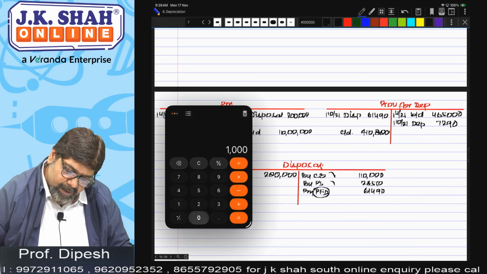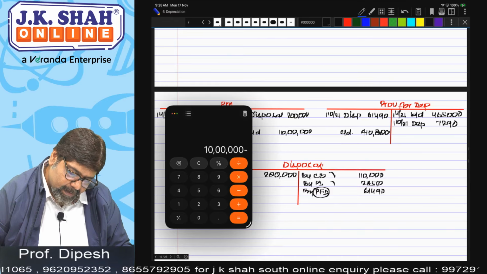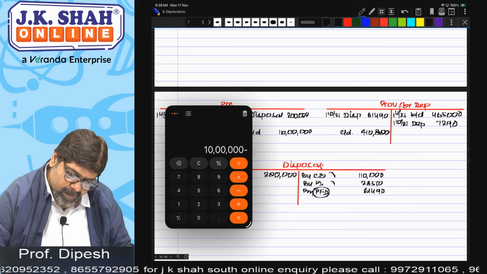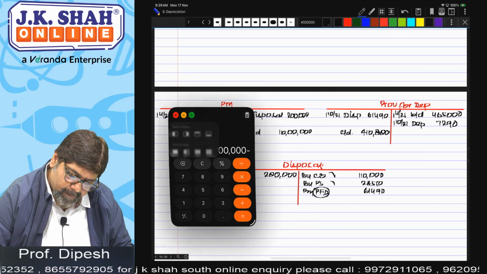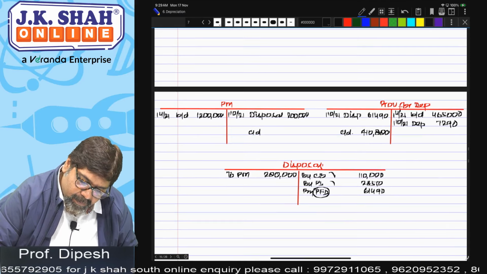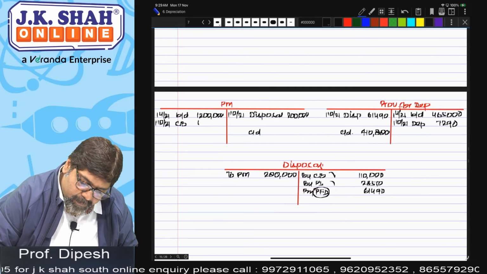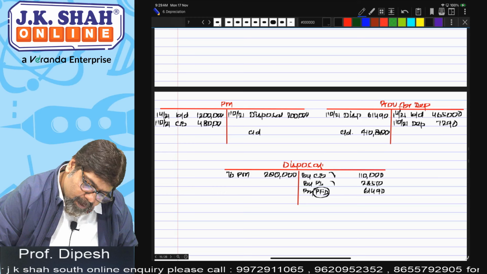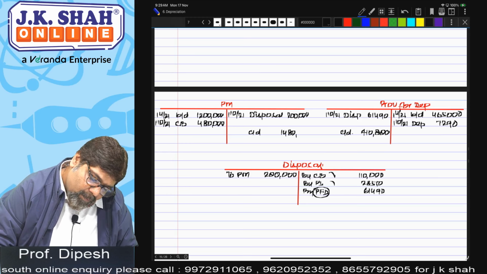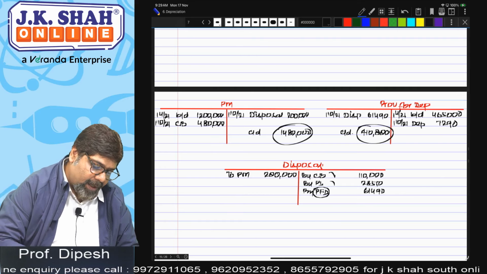10 lakh minus 10 lakh नहीं, 10 lakhs नहीं, on we have purchased also, no? 11021 को we have purchased an asset of 4 lakh 80. So 10 lakh 80 minus 2 lakh is 14 lakh 80. 14 lakh 80 minus 410 800.